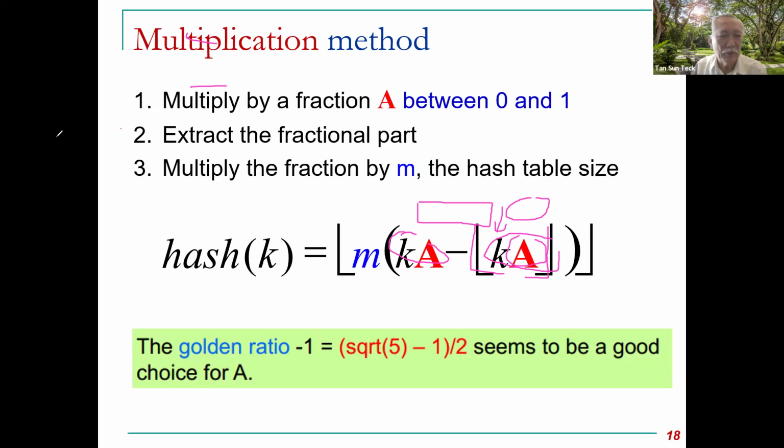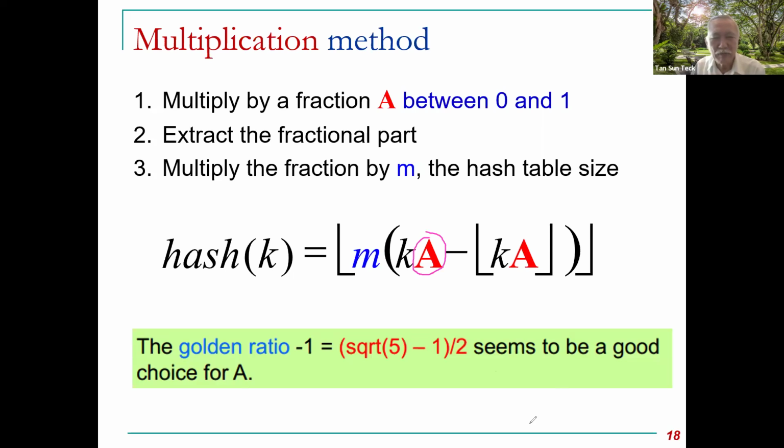So this is what we call the multiplication method, and the golden ratio minus 1 is what they are talking about for this a. If we choose the golden ratio minus 1 for a, it will give a good spread of the hash values returned. Again, don't ask me why. People have done research and analysis and found that if you use this golden ratio, it will give you good hash values.